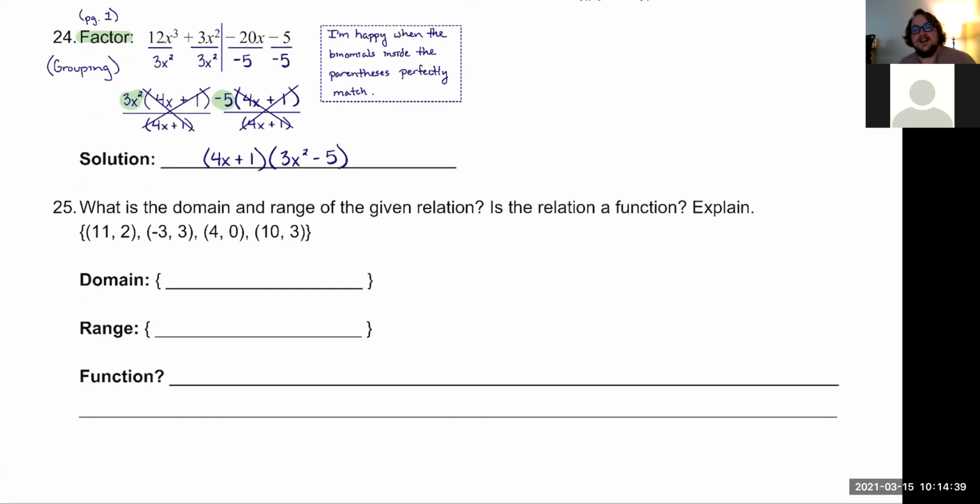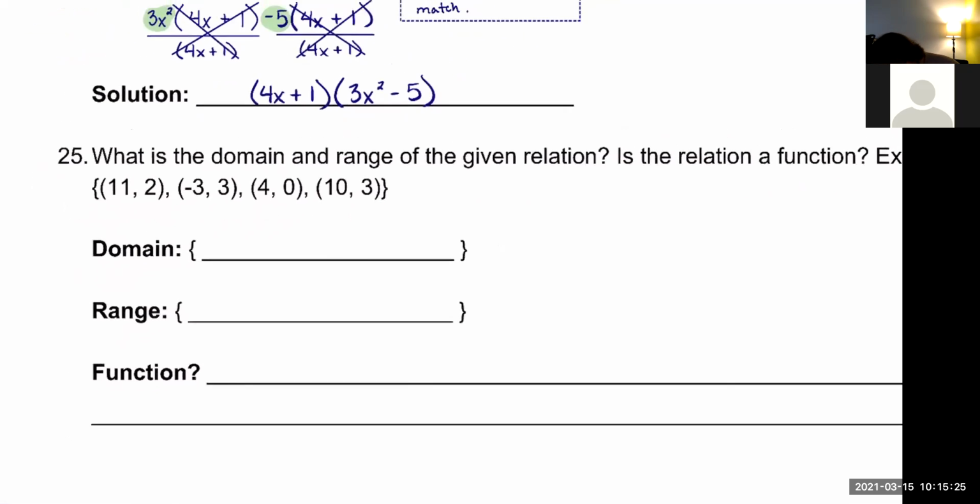All right, number 25. Now, number 25, technically, we never covered specifically in class, but it is one that will come up in Algebra 2 in a slightly more advanced situation. But it is one that is, when you know the definitions, actually significantly easier. So the question is, what is the domain and range of the given relation? And you'll notice that the relation is just a set of 4 different ordered pairs. But then it has a second question as to whether or not this relation is a function, asking us to then explain.